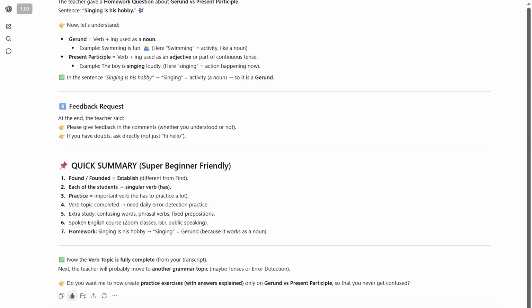Now the verb topic is fully complete from your transcript. Next, the teacher will probably move to another grammar topic, maybe tenses or error detection. Do you want me to now create practice exercises with answers explained only on gerund versus present participle so that you never get confused?